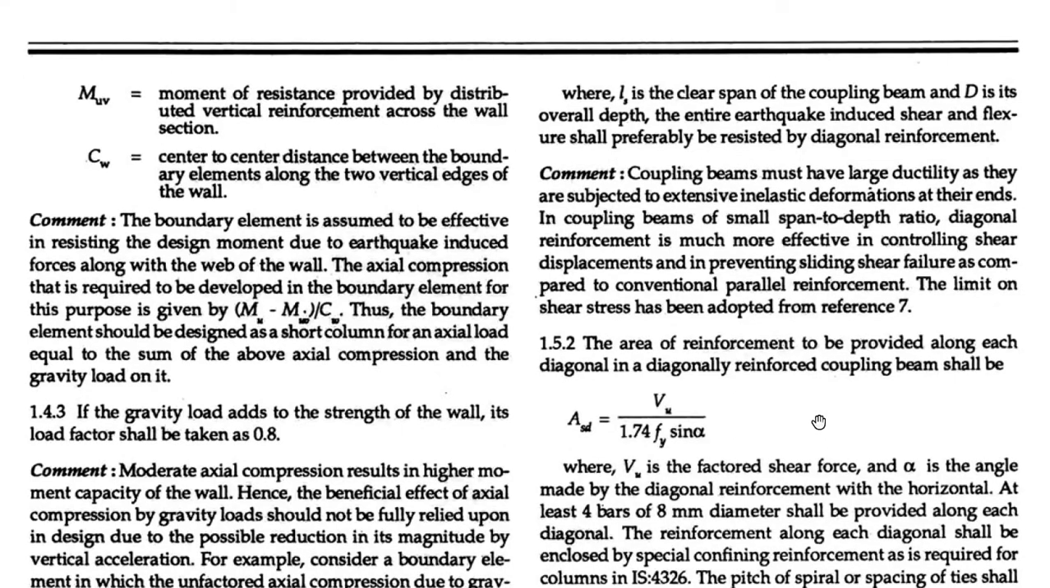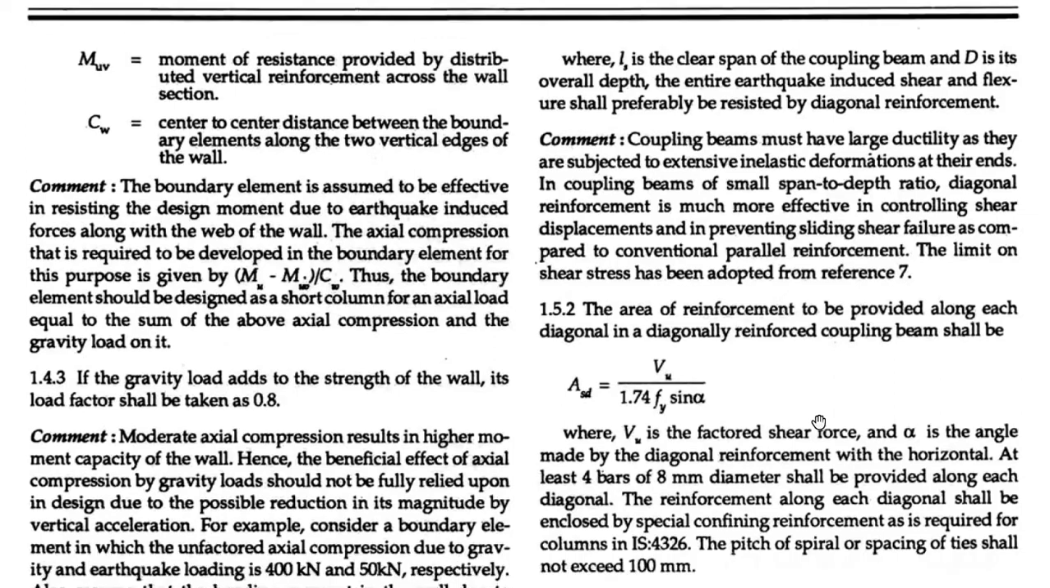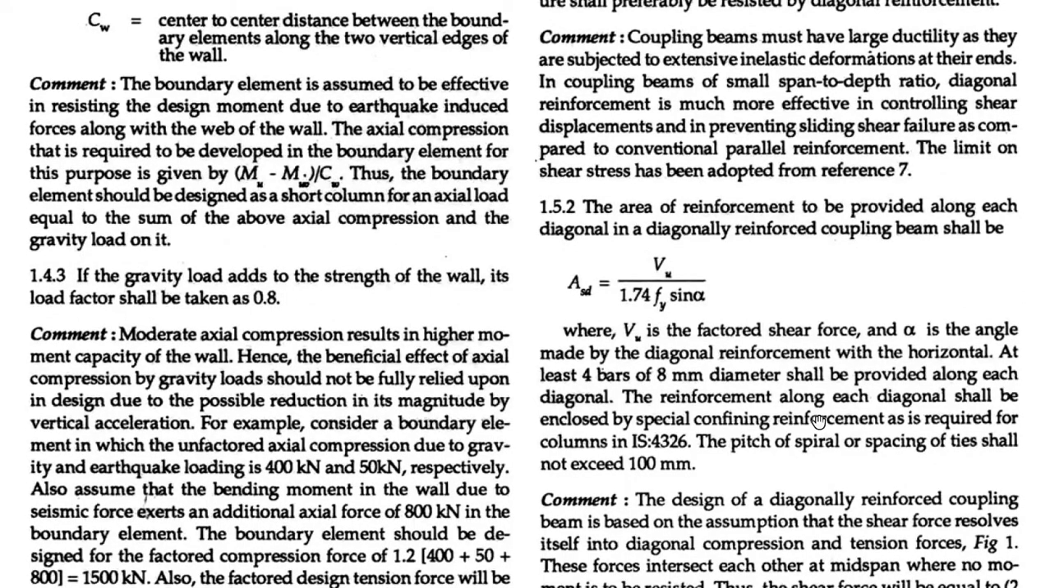The area of reinforcement to be provided along each diagonal in a diagonally reinforced coupling beam shall be Asd equals Vu divided by 1.74 Fy sin alpha, where Vu is the factored shear force and alpha is the angle made by the diagonal reinforcement with the horizontal. At least 4 bars of 8 mm diameter shall be provided along each diagonal. The reinforcement along each diagonal shall be enclosed by special confining reinforcement as is required for columns in IS 4326. And the pitch of spiral or spacing of ties shall not exceed 100 mm.